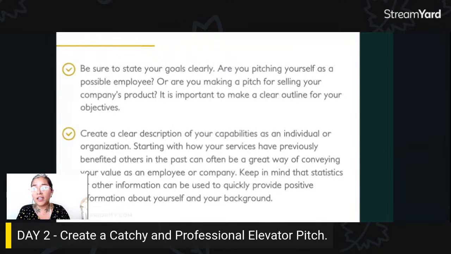So if you are in the sales industry, as a salesperson, what are your achievements? Or as a sales company, what are your achievements? What are those numbers? What are those percentages? If you are in marketing, what are those percentages?